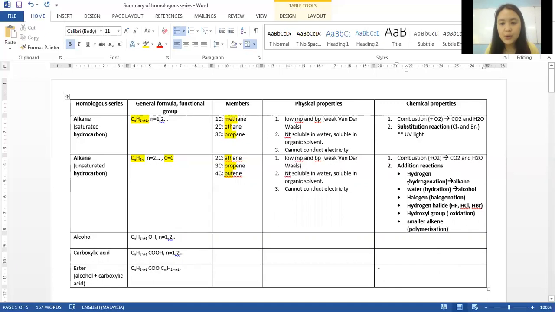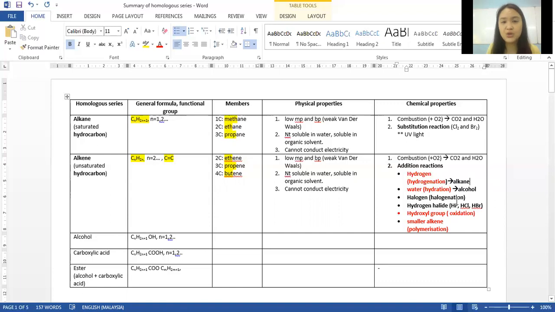Out of these addition reactions, the ones that are quite common in SPM are usually the first one, hydrogenation, which is very popular. Hydration is also very popular. The addition of hydroxyl group, the oxidation process, is very popular, and the polymerization process is also very popular. So you need to study in detail how to write the equations involving hydrogenation, hydration, oxidation, and polymerization.